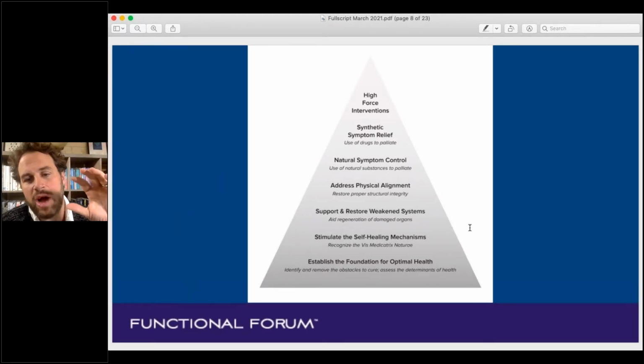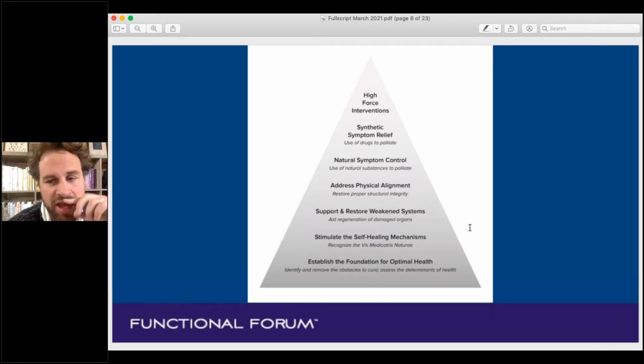But ultimately, I want to give a shout out to naturopathic medicine. This is what we call the Naturopathic Therapeutic Order, or what they call the Naturopathic Therapeutic Order. It was created by Dr. Pamela Schneider and Dr. Jared Zeff. And ultimately, what the Naturopathic Therapeutic Order postulates is that we should use the lowest cost, least invasive interventions first, and make our way up towards the higher cost, higher force interventions.